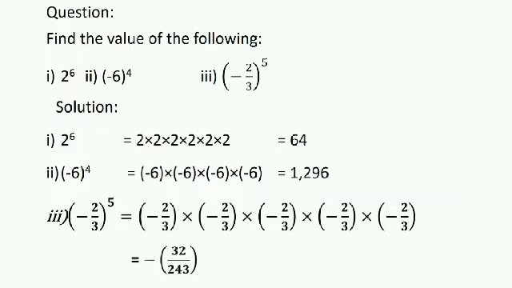So it is clear that when we multiply a negative number an even number of times, the result will be a positive number. And when we multiply a negative number an odd number of times, the result will be a negative number. That is, even power of a negative number is positive and odd power of a negative number is negative.